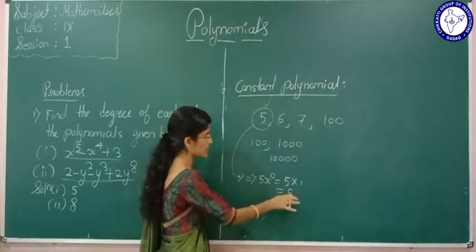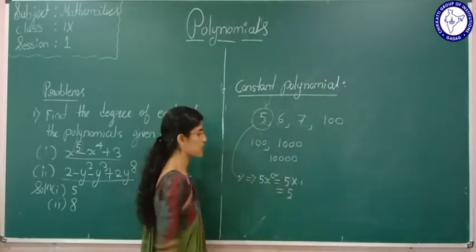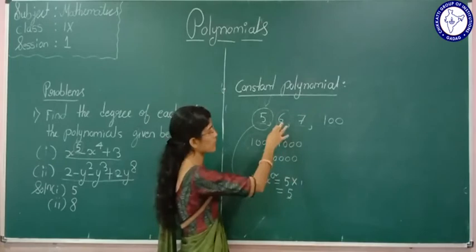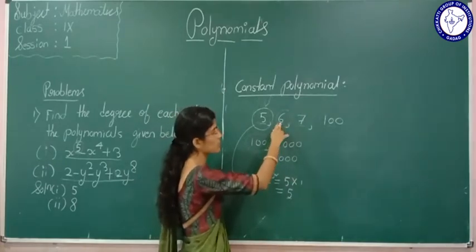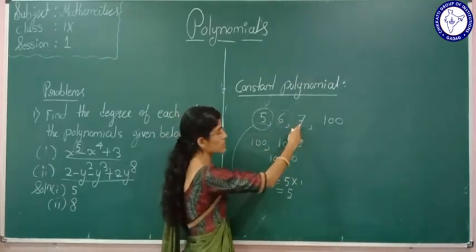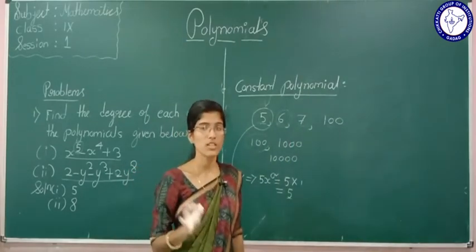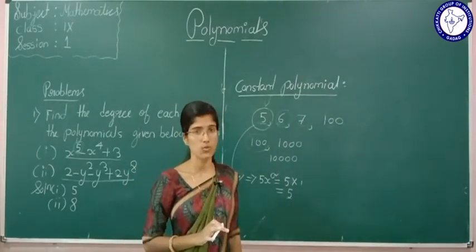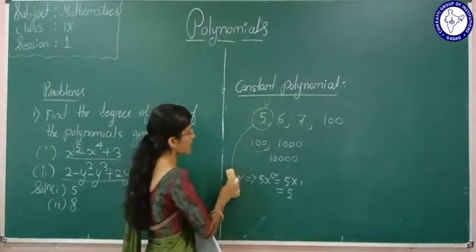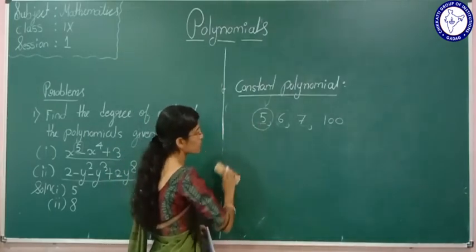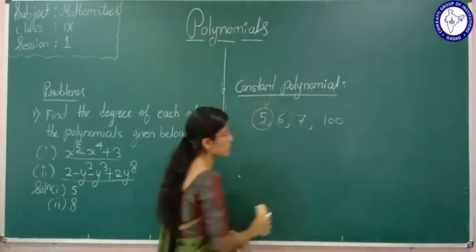What can we tell? The degree of the constant polynomial is 0. You can take anything. What is the degree of this? The degree of this is 0. What is the degree of this? It is 0. Overall, what I can tell is the degree of a constant polynomial is 0. Okay. Next, the question will come to your mind, what about 0?